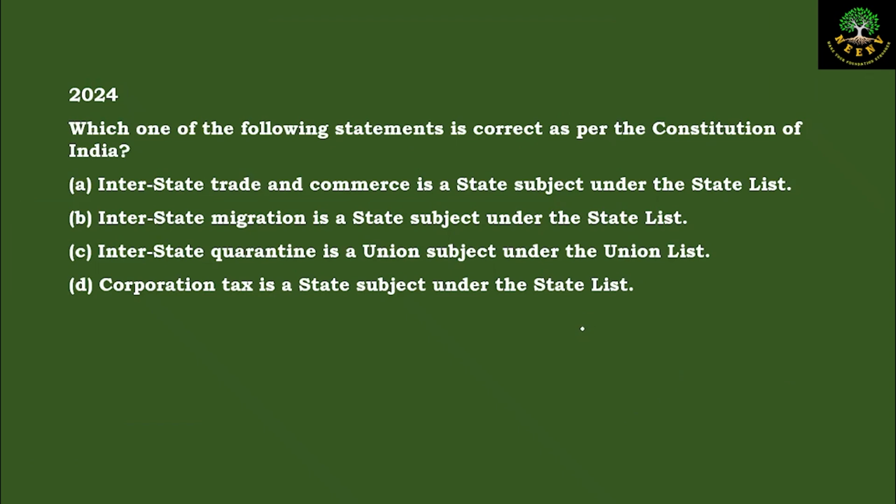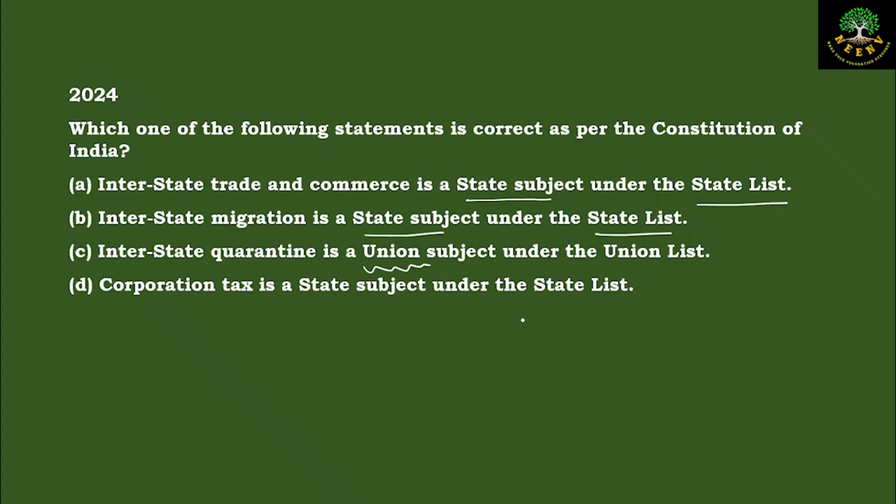Which one of the following statements is correct as per the Constitution of India? Interstate trade and commerce is a state subject under the state list. Interstate migration is a state subject under the state list. Interstate quarantine is a union subject under the union list. Corporation tax is a state subject under the state list.